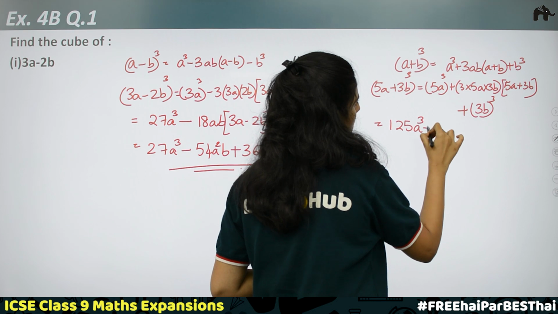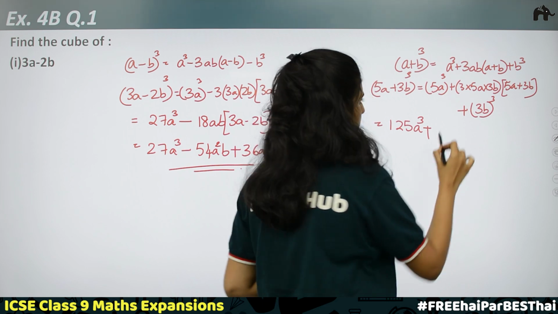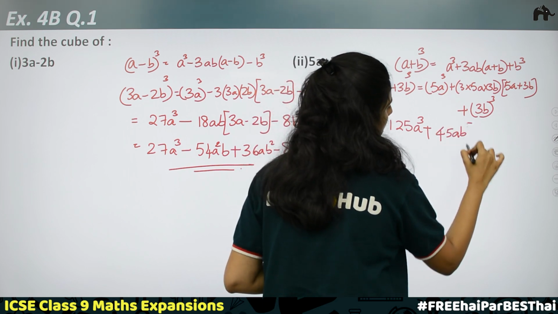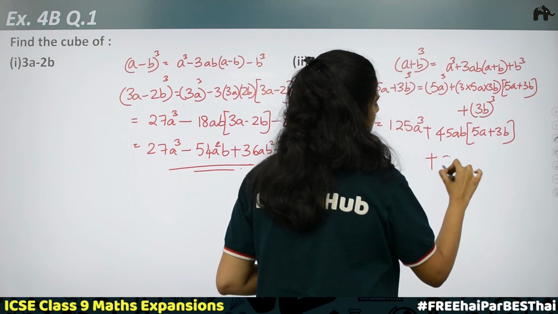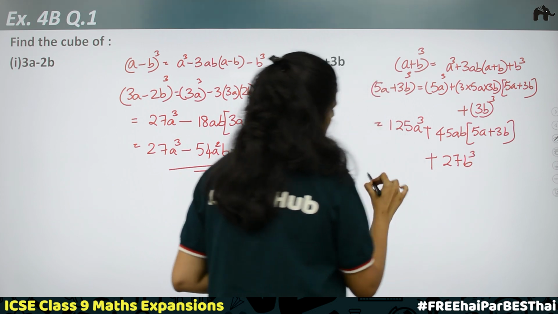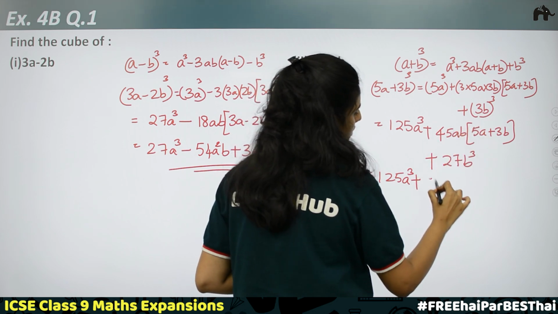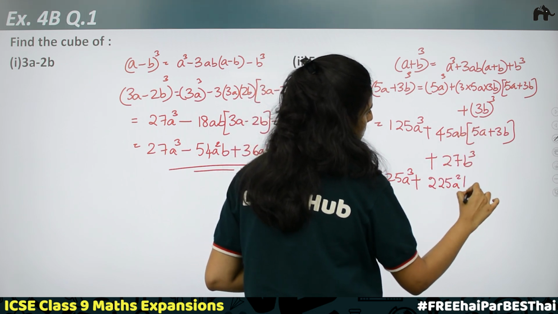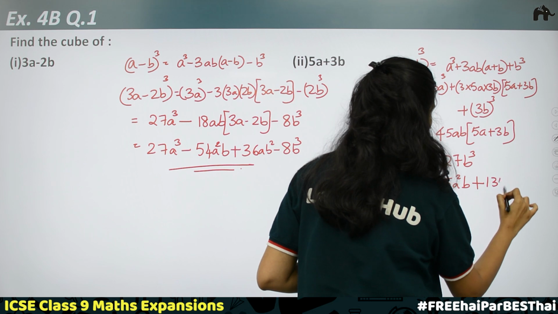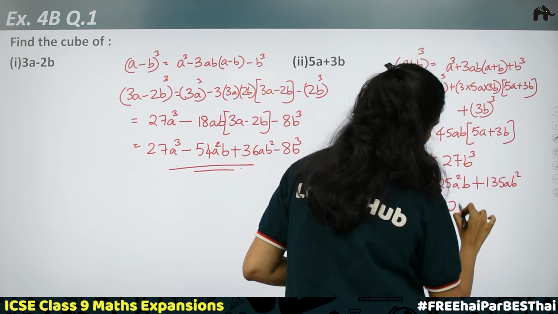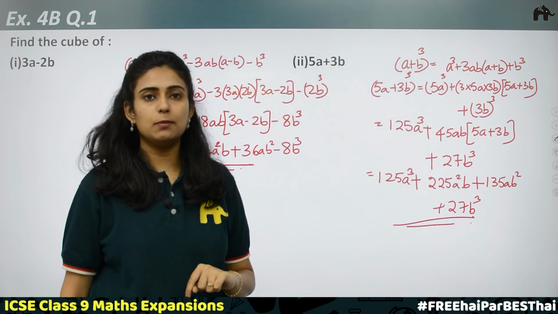which is equal to 5 cube is 125a cube plus 3 into 5, 15 into 3, 45. So 45ab into 5a plus 3b plus 3 cube 27b cube, which is equal to 125a cube plus 45 into 5 is 225a square b plus 45 into 3, 135ab square plus 27b cube. So this is the expanded form. This is what 5a plus 3b whole cube is.